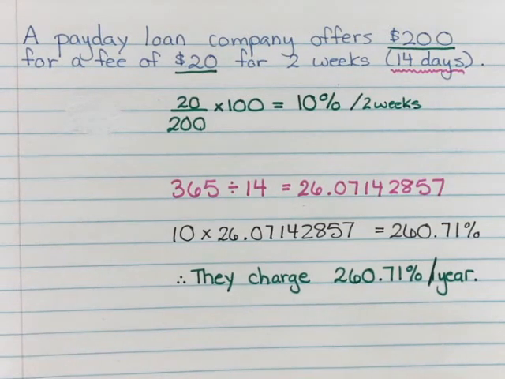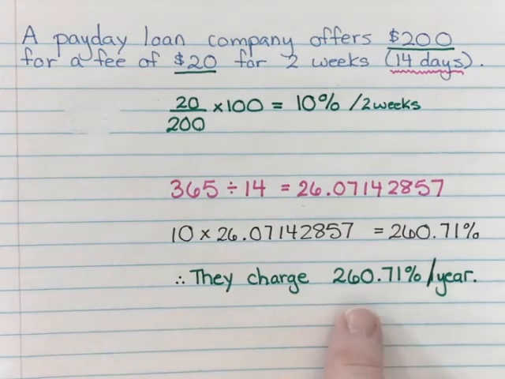So if you think about a bank account, it gives you maybe, if you're lucky, 1% interest. And a credit card, which is a pretty high interest rate, charges 19.99% interest. So 260.71, that is crazy. That's a lot of money.